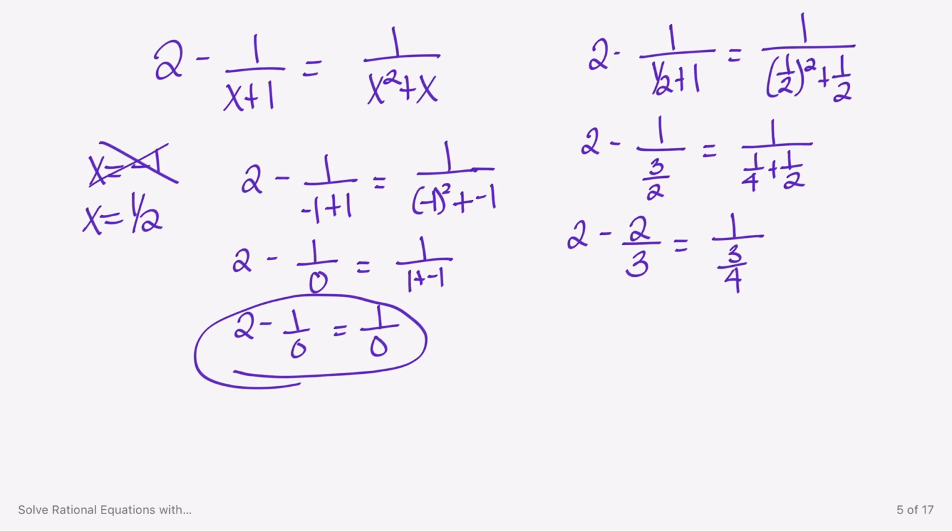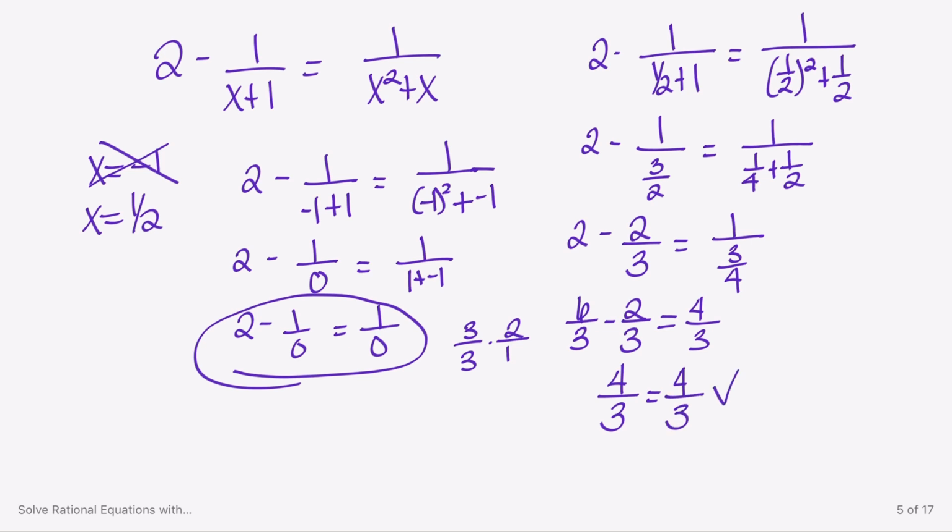So when I do this, I have 2 minus 2/3. So that is basically the same. If I get a common denominator, that's going to be 6 over 3. So I have 6 over 3 minus 2 over 3. And I'm checking if that equals here. I'm just going to take the reciprocal, right? Because 1 over 3 over 4 is 4 over 3. And this is telling me that 4 over 3 does equal 4 over 3, which just checks out.